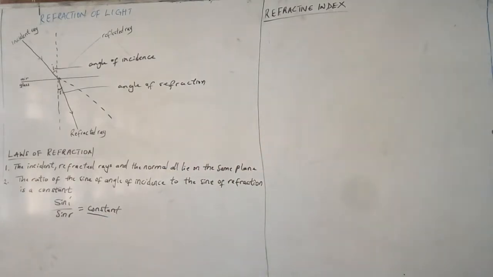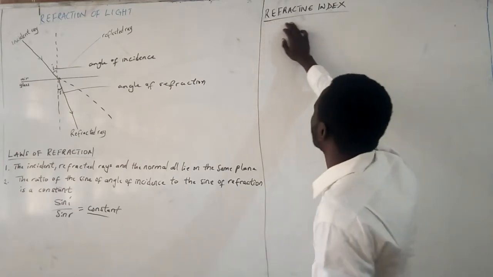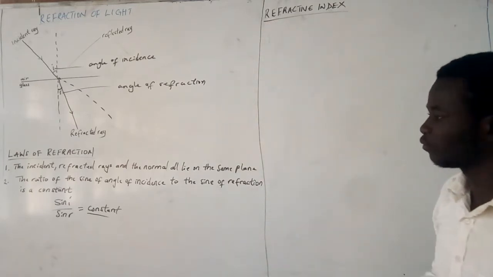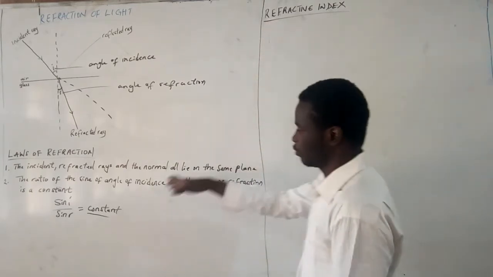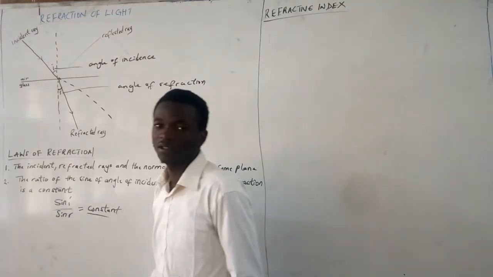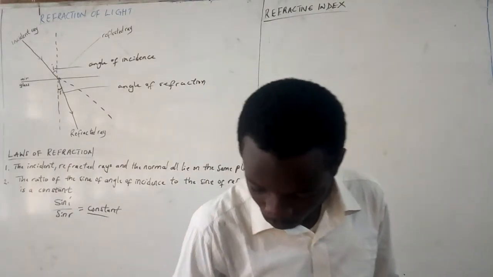Now you might be asking, what is this constant? That constant is what we refer to as the refractive index. So refractive index is just sine I over sine R.